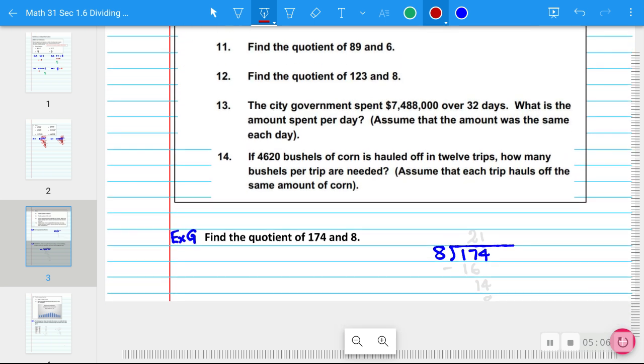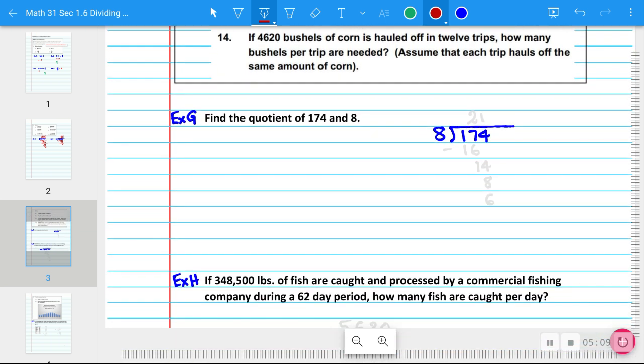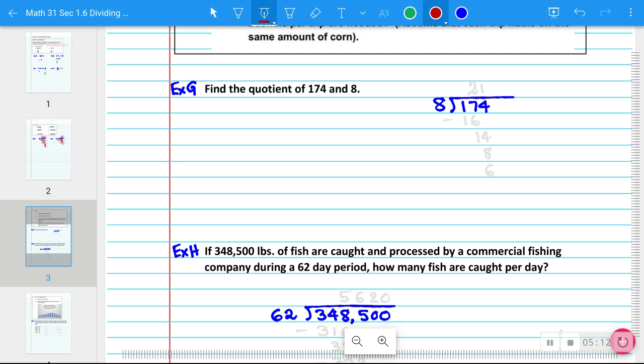For instance, on example G down here, it says find the quotient of 174 and 8. So I have it set up here. We'll start by asking how many 8s go into 17. 2 times 8 is 16, the most we can get out of that. Subtracting gives 1. Bring down the 4. Now you're asking how many 8s go into 14. Only 1. 1 times 8 is 8. And we're going to have a remainder of 6 here.